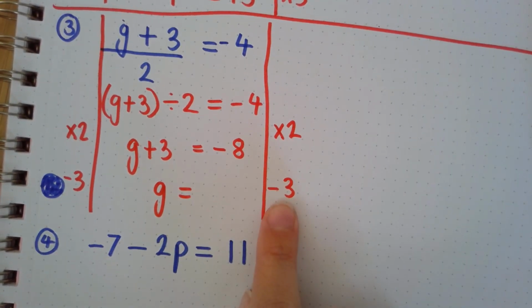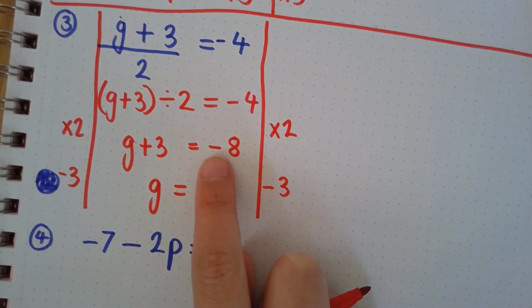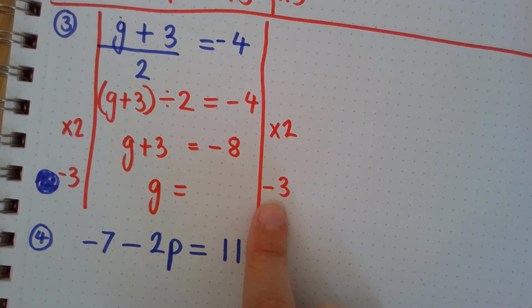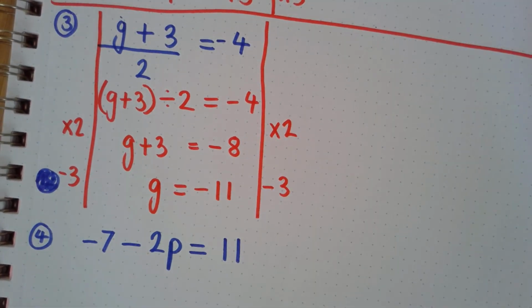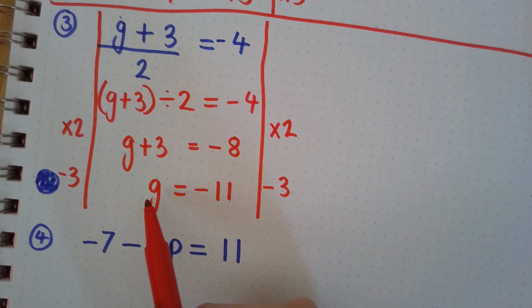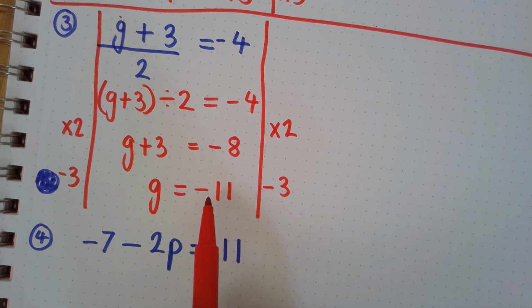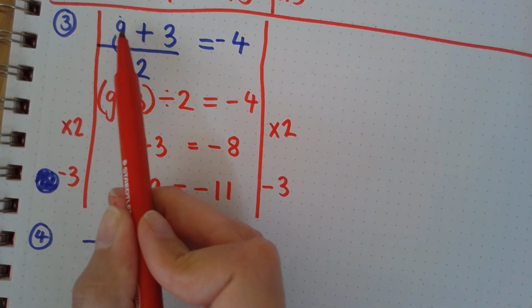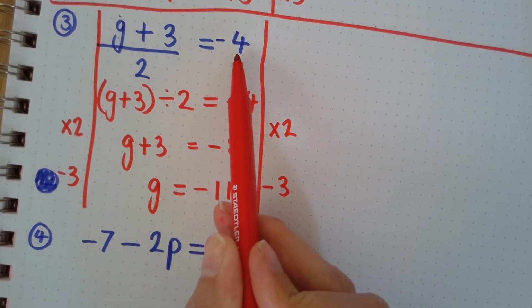take away 3. So it's getting even colder. Imagine a temperature, negative 8, getting even colder. We're taking away another 3, so it's negative 11. And we're happy, we've got a positive G equals a value. You can check it again. Negative 11 add 3 is negative 8. Negative 8 divided by 2 is negative 4.